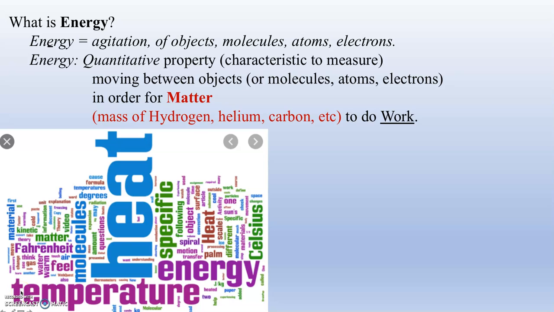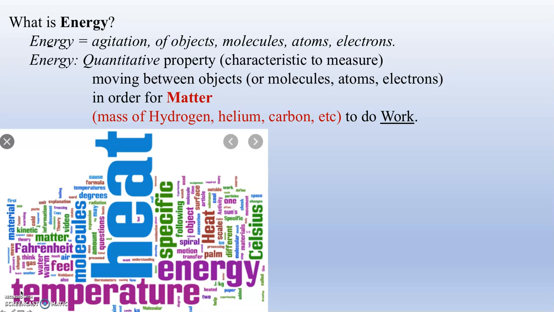Okay, everybody, we're in chapter 5 and we're talking more specifically about light as energy. And energy is agitation of objects, molecules, atoms, electrons. In fact, that agitation actually has a quantitative measure to it. It is a property that you can measure that is moving between objects or molecules or atoms or electrons.